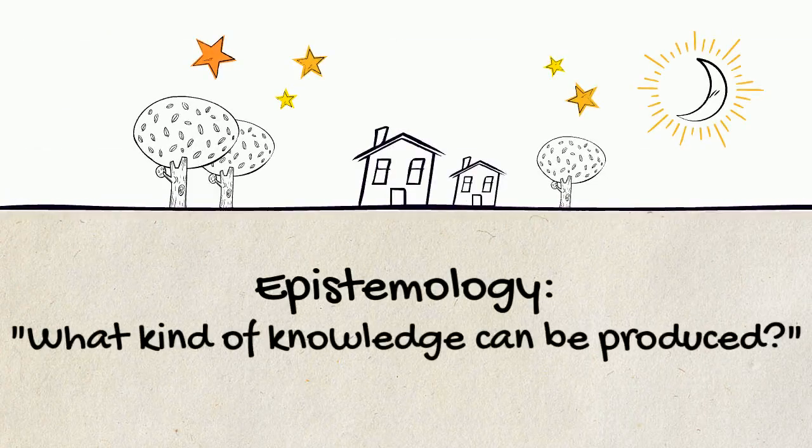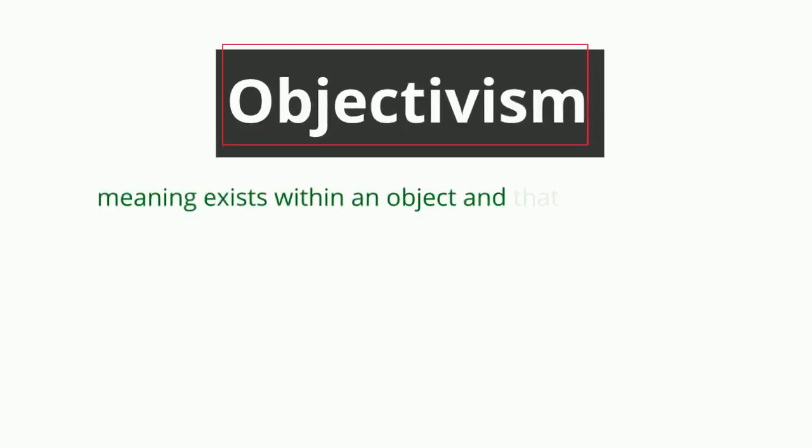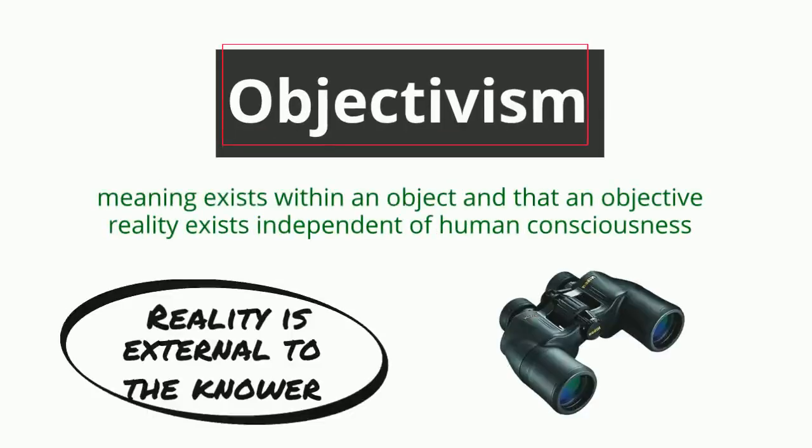Now that we have an understanding of what exists in the world, or ontology, now we can find out how one creates knowledge, or epistemology. Epistemology answers the question, what kind of knowledge can be produced? First is objectivism. Objectivism contends that meaning exists within an object and that objective reality exists independent of human consciousness. Reality is external to the knower, and meaning is independent of understanding.